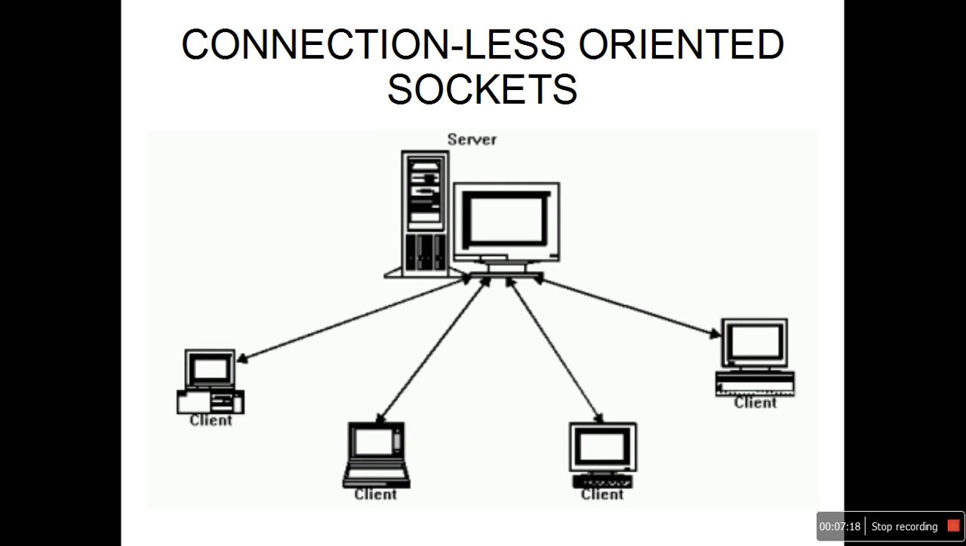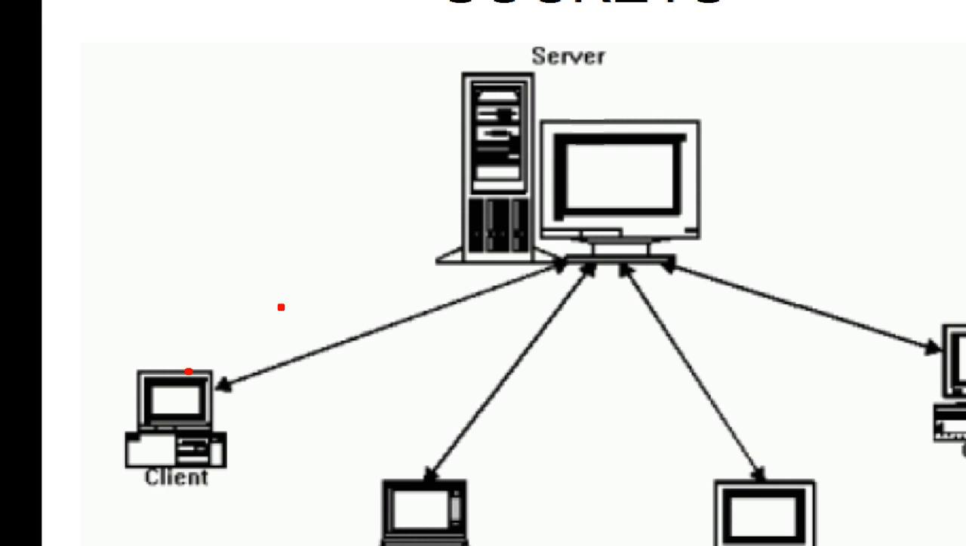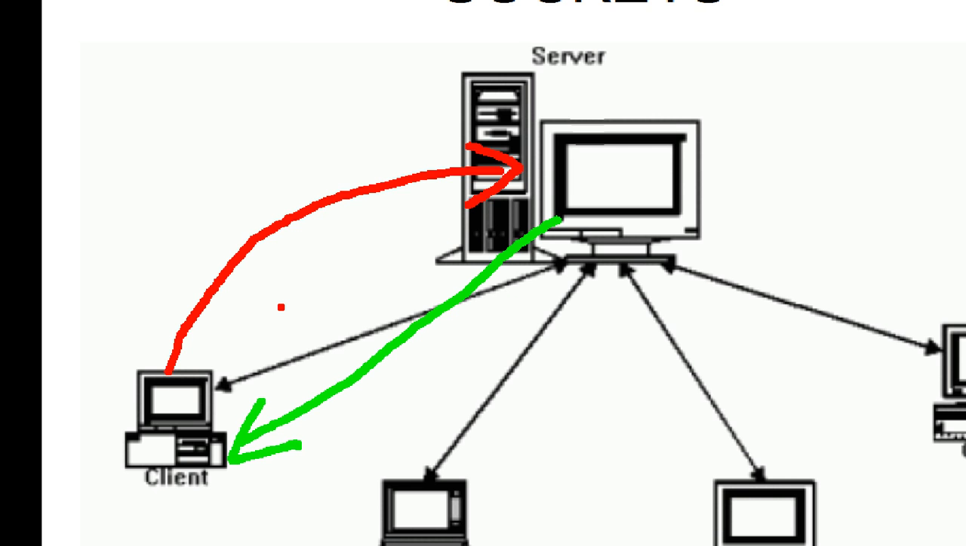To give you an example, in the connection-oriented socket model, you had the client requesting something and the server acknowledging the client's request. But now, all we have is the client sending something to the server, not acknowledging the client's request. Instead, the server just sends whatever data was requested.